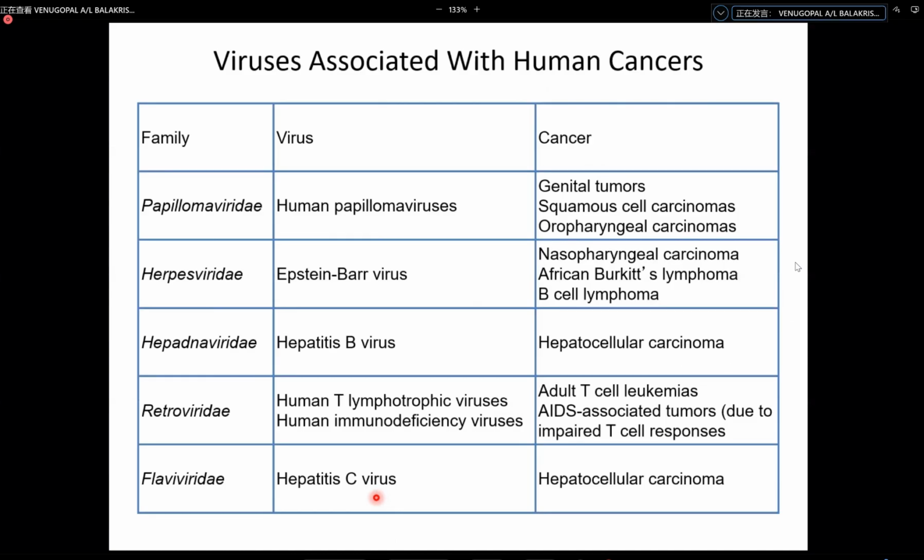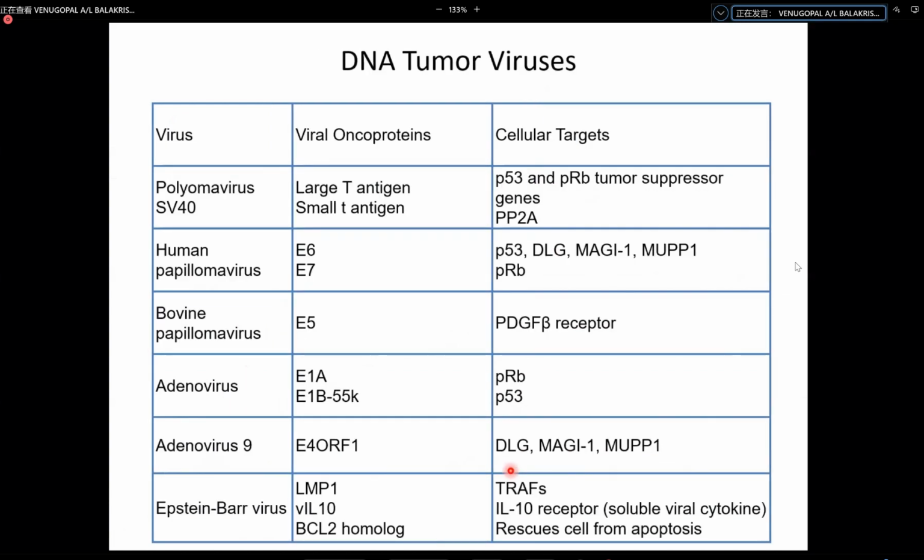So if you look here, human papillomavirus can cause genital tumors and squamous cell oropharyngeal cancer. Epstein-Barr virus causes nasopharyngeal cancer and African Burkitt B cell lymphoma. Hep B causes hepatocellular carcinoma. Human T-lymphotropic virus causes adult T cell leukemia, a tumor associated with impaired T cell responses: because of the infection, the T cell responses drop, and it could also develop some kind of tumors. Hep C virus also causes hepatocellular carcinoma. Hep B and Hep C fall into different families; it is not the same family of virus.